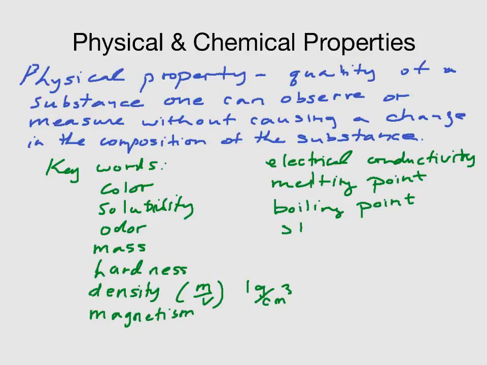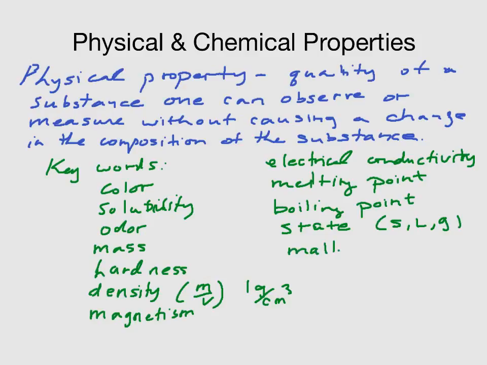State is another very common physical property. When you describe the state of something, you're describing it as a solid or a liquid or a gas, but you're not changing the composition or anything to make that observation. A couple of new words you may not know.